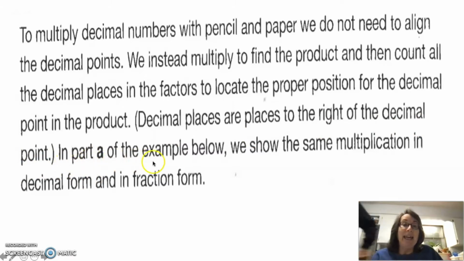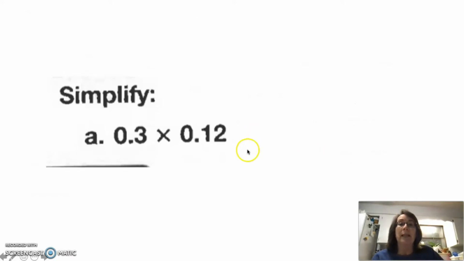In part A of the example below, we show the same multiplication in decimal form and in fraction form. So here we go with part A. Simplify 0.3 times 0.12. Now, what we're going to do is see how to do that with decimals.